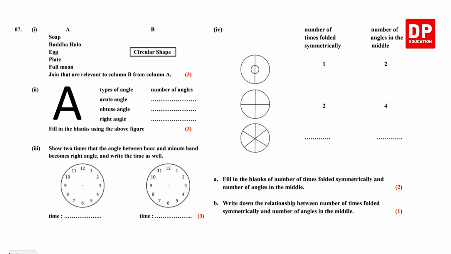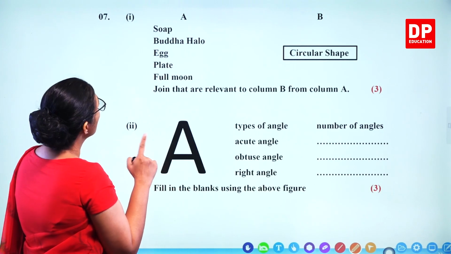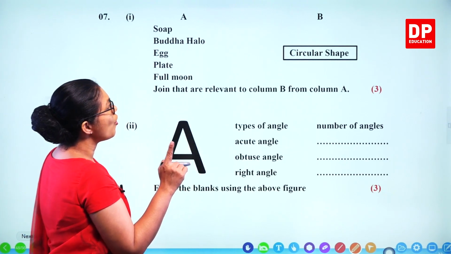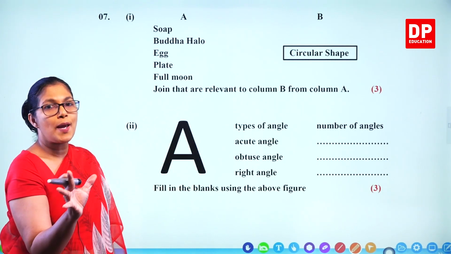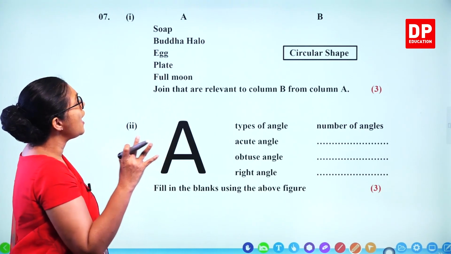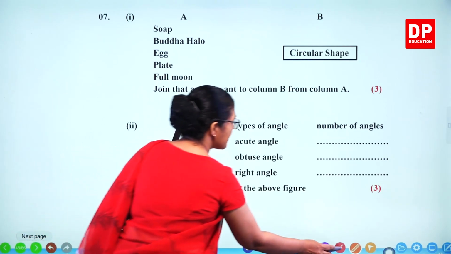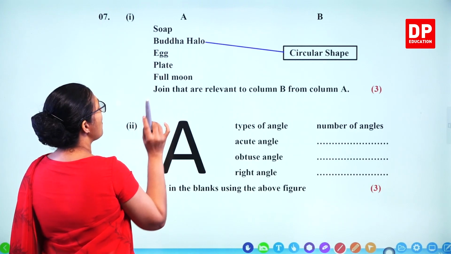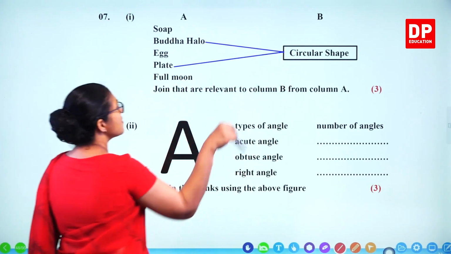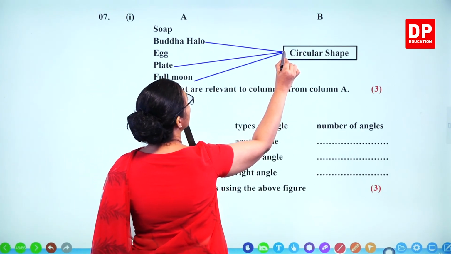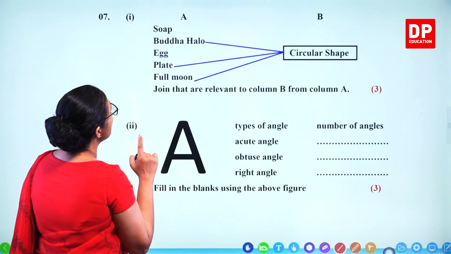Now let's take the last question in this paper, that's the 7th question. You have given items and then it says join those that are relevant to column B from column A. Column B is circular shapes. Soap? So soap is not a circular shape. Halo? Yes, that's a circular shape. Egg? It's not circular. Plate? Yes, circular shapes are there. Full moon is also a circular shape. So these are the 3.